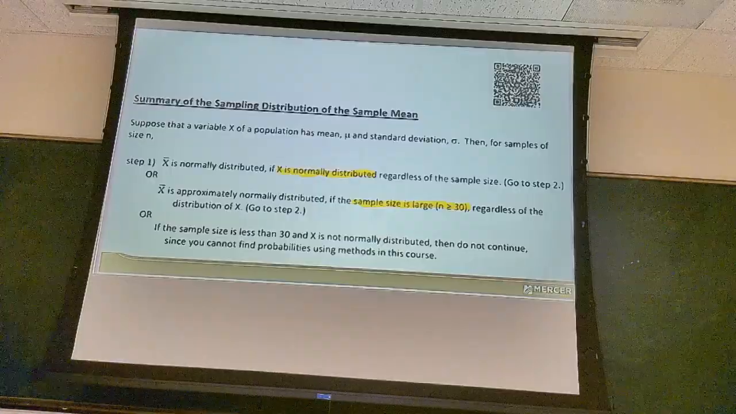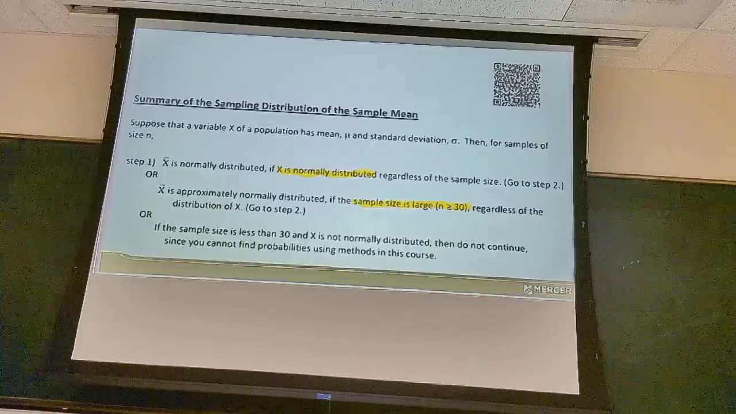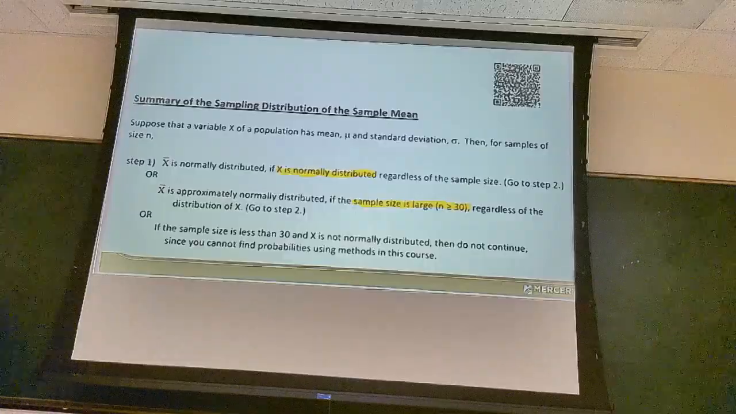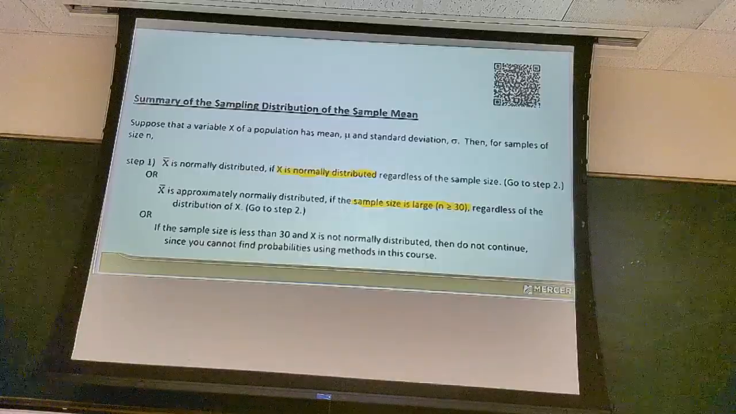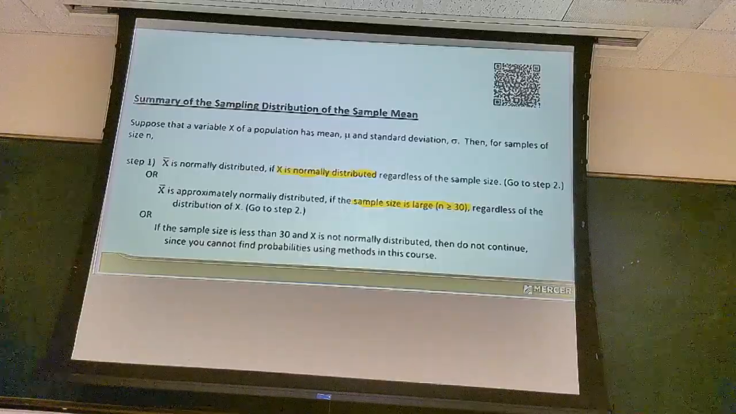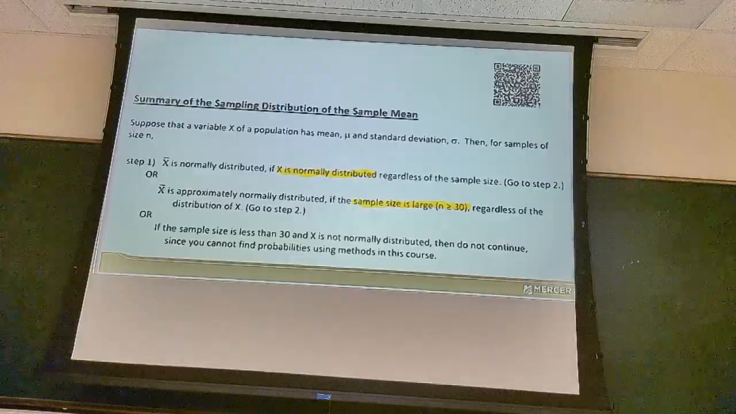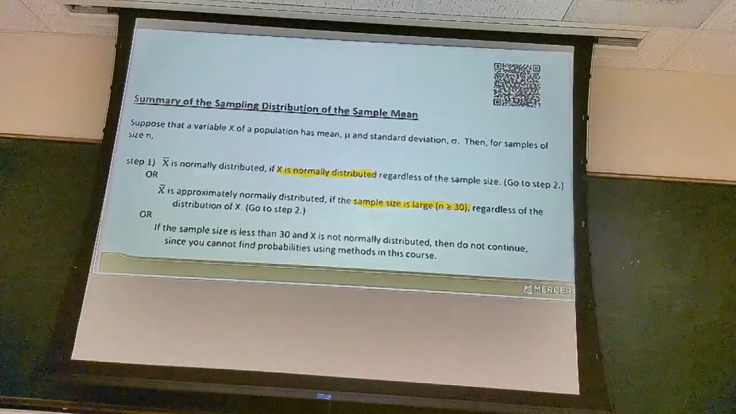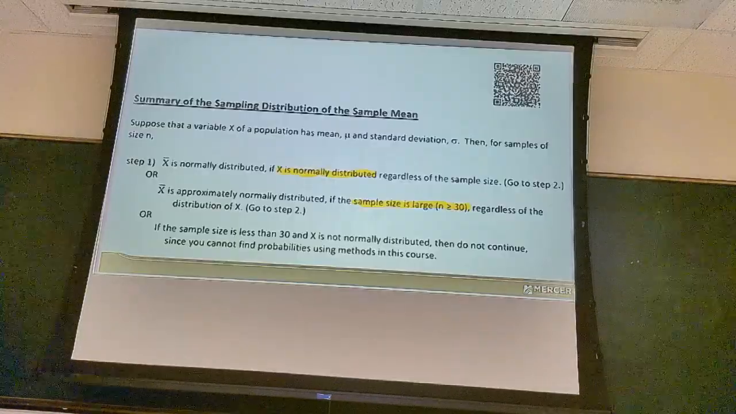That's all you need to write. It can't be solved in this course or something along those lines. If one of those two conditions is satisfied, then you proceed with what we were doing today. Only one of those two needs to be satisfied. If it's normally distributed, it doesn't matter what the sample size is. If the sample size is 30 or larger, it doesn't matter if the population is normal or not.